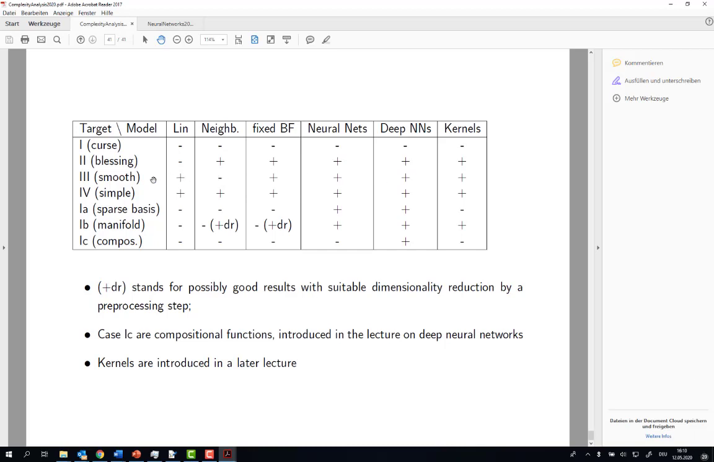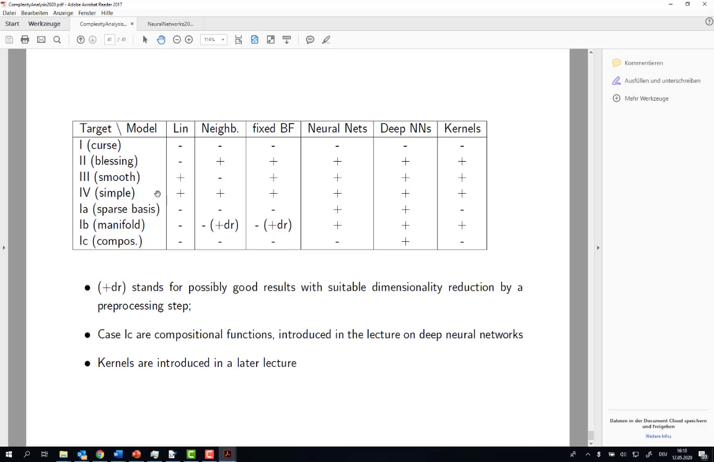Then there's the case that M is large, so high dimension, but the smoothness is also large, so the ratio is reasonable, which is also often the case. So linear models like this, like high dimensions, but more or less linear behavior. Neighborhood functions might have a problem here because of the high dimensionality. Fixed basis function, if you just pick very smooth basis functions, can work well. Neural networks work well, deep learning works well, kernel works well. Simple, of course, everything is easy.